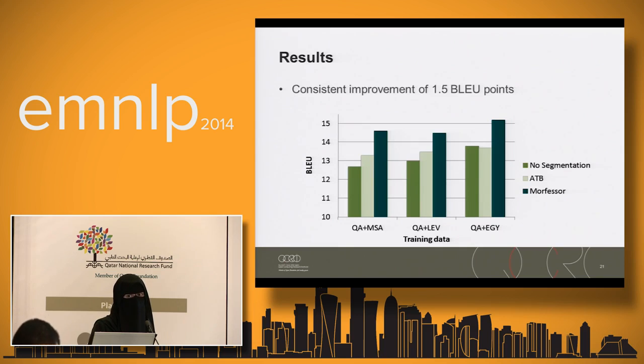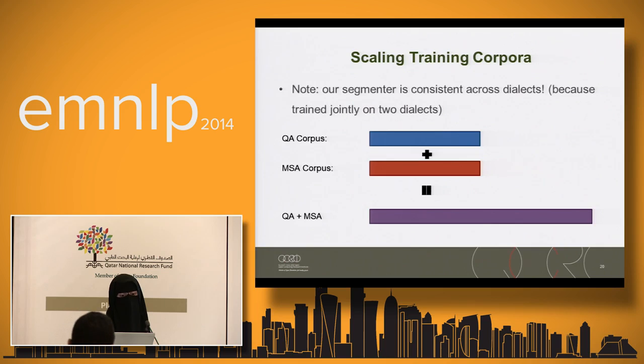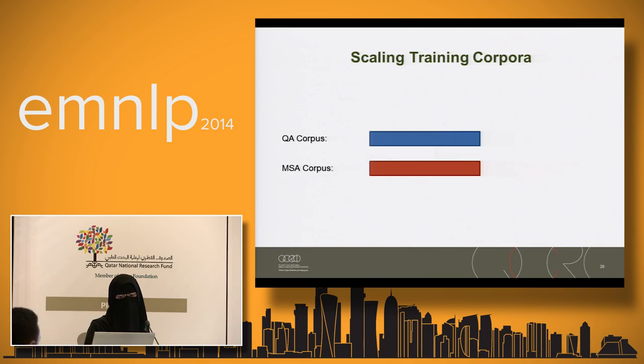Okay, and about your slide number 20, how did you scale your data? Okay, so here, when the Qatari is smaller in the number of tokens than MSA, we just multiply it n times in order to be equal in size. Kind of oversampling. Yes.